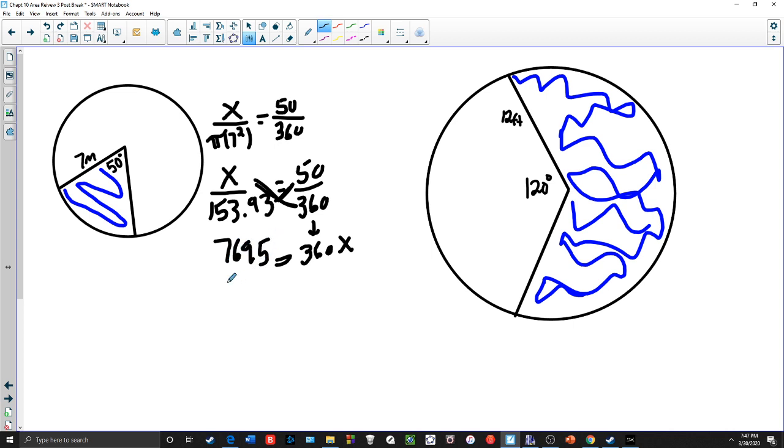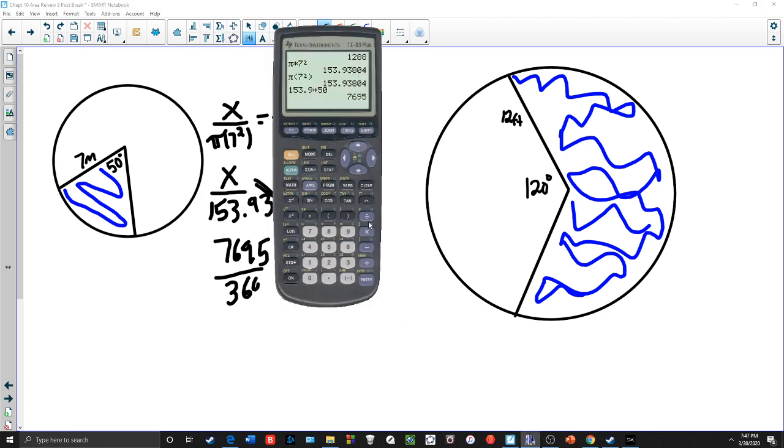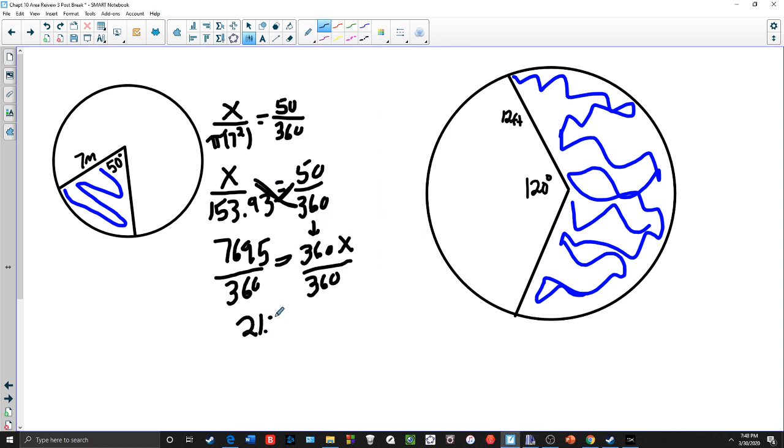7695, which sounds like a big number because it is, but remember we're going to divide this by 360 to get my x by itself. So it's going to be cut down by quite a bit. So divide by 360, and we get 21.375, which is a lot more of a reasonable answer. Meters squared.